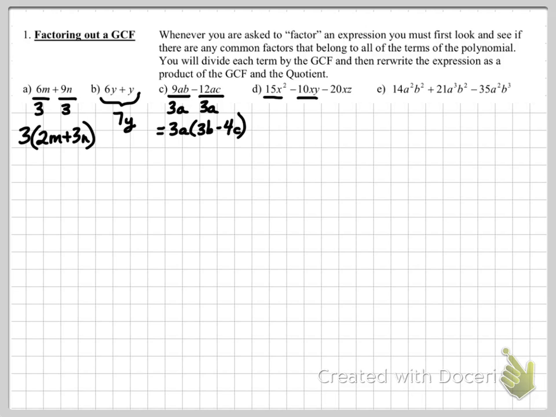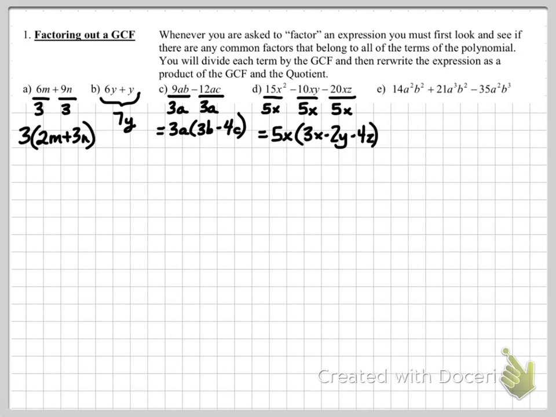In D, I have to look for something I can divide into all 3 terms, and that would be 5 and an x. Now if I went ahead and divided it, I can express my original polynomial as 5x times the quotient, which is 3x minus 2y minus 4z.